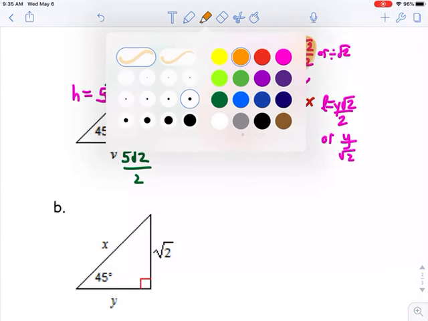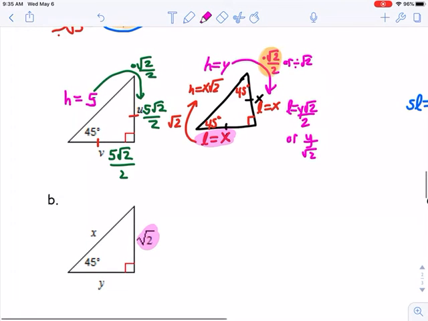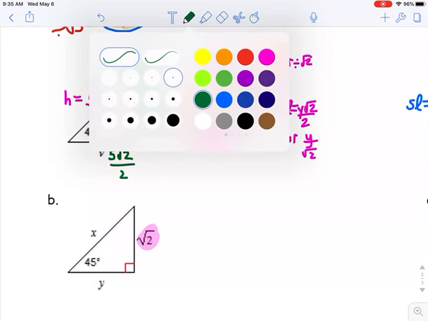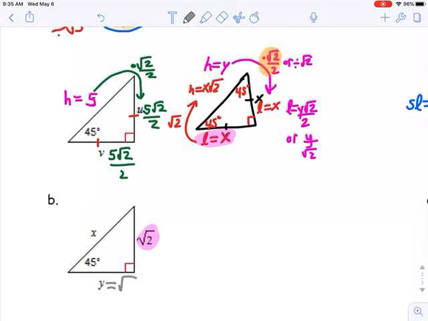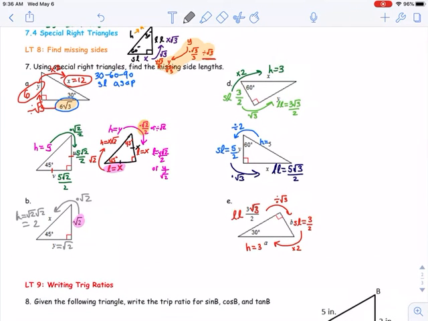Now, in this one right here, this is like when we're given x, the leg. So I automatically should know that y is radical 2 as well. Now, how do I go to the hypotenuse? You just multiply by radical 2. So radical 2 times radical 2 is just regular 2. Because radical 2 times radical 2 is radical 2 squared. The square root and square undo each other. And that's that.